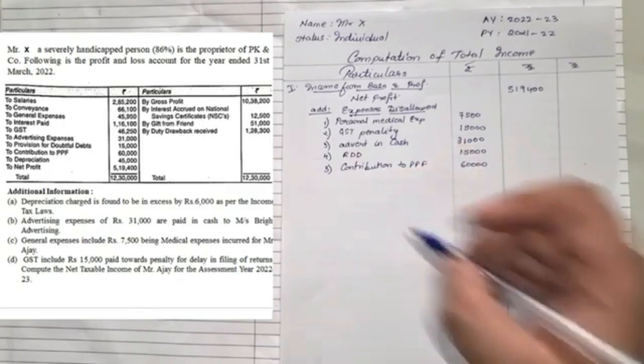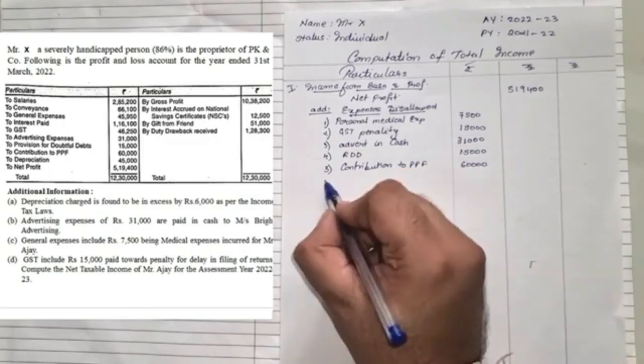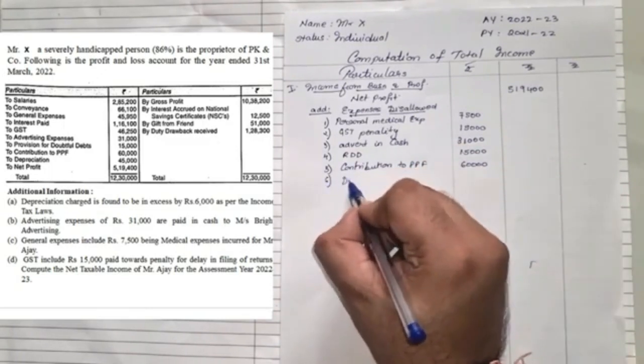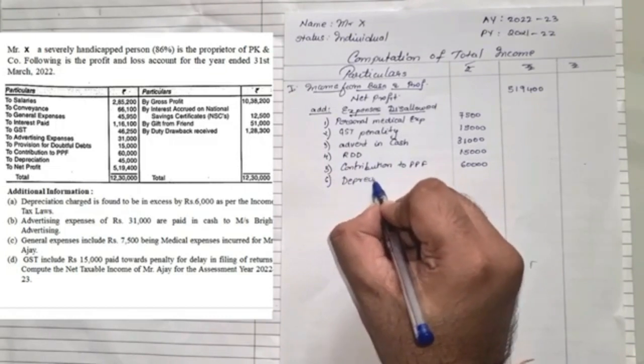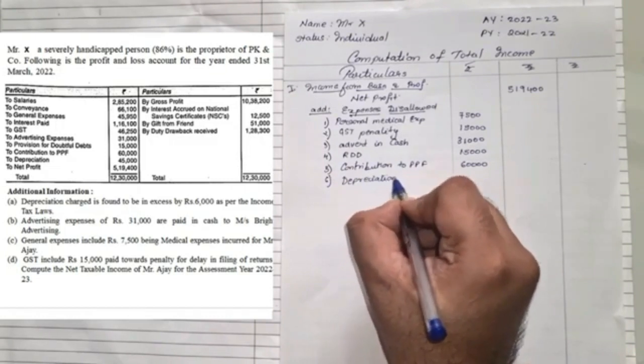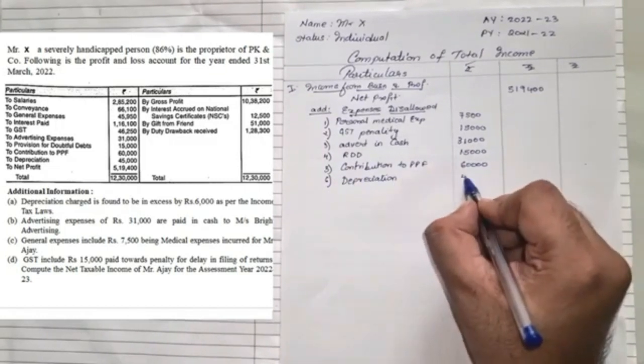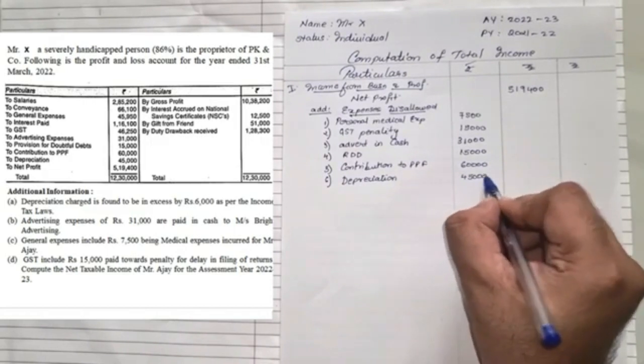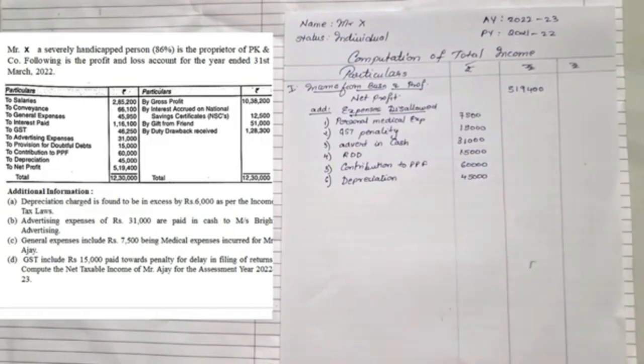Next you have depreciation. Now there are 2 depreciation. If there are 2 depreciation, one of the debt will come on top. So whatever depreciation is given in the question will appear in the add part, which is 45,000. There's an adjustment to it, but we'll see that later on.